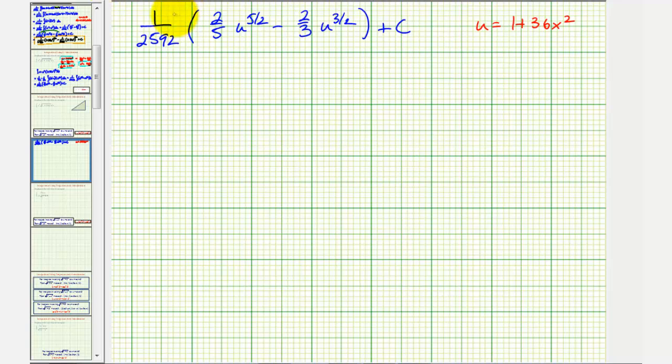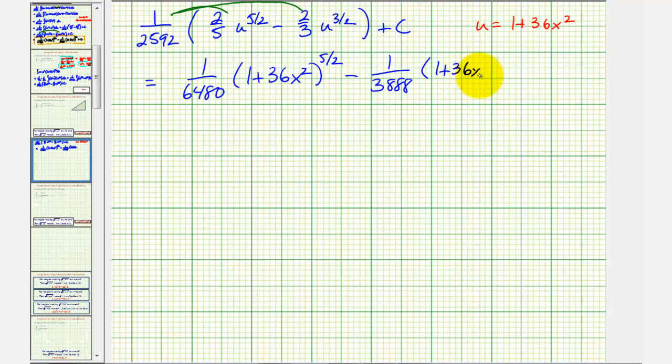When we distribute here, notice how a factor of 2 will simplify out, so our fractional coefficient is going to be 1 over 6,480, and then we have u to the 5/2, which would be 1 plus 36x squared to the 5/2. And now for the second product here, a factor of 2 does simplify out, so we're left with minus 1 over 3,888, and then we have u to the 3/2, which would be the quantity 1 plus 36x squared to the 3/2, and of course plus c. So this would be our antiderivative.